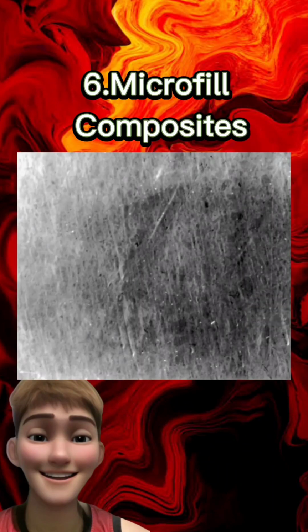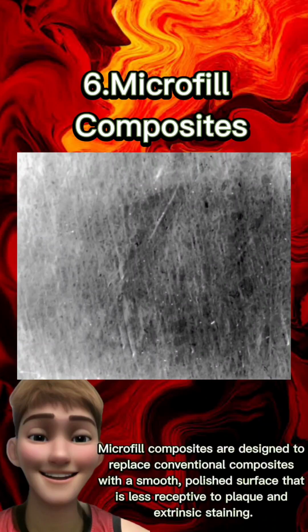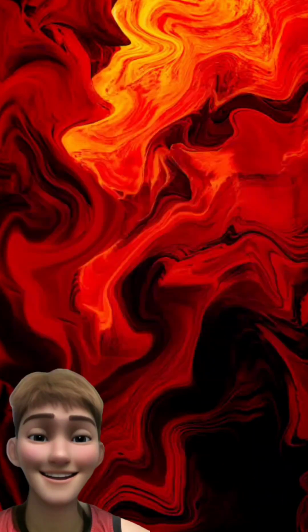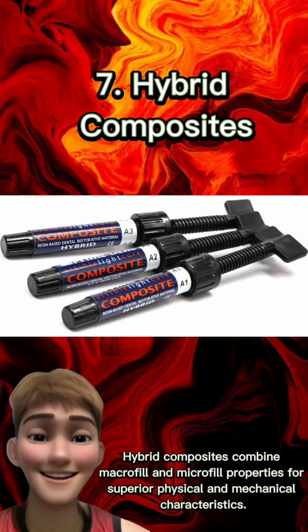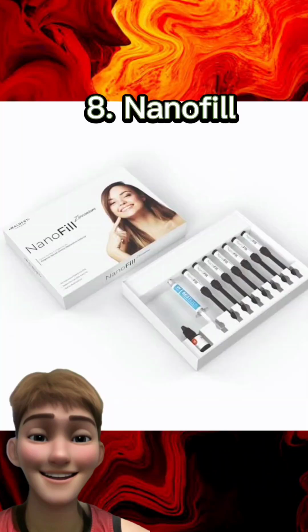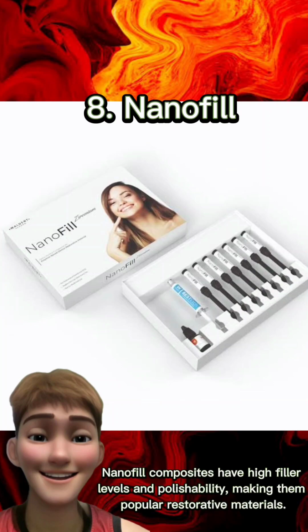Six. Microfill composites. Microfill composites are designed to replace conventional composites with a smooth, polished surface that is less receptive to plaque and extrinsic staining. Seven. Hybrid composites. Hybrid composites combine macrofill and microfill properties for superior physical and mechanical characteristics. Eight. Nanofill. Nanofill composites have high filler levels and polishability, making them popular restorative materials.